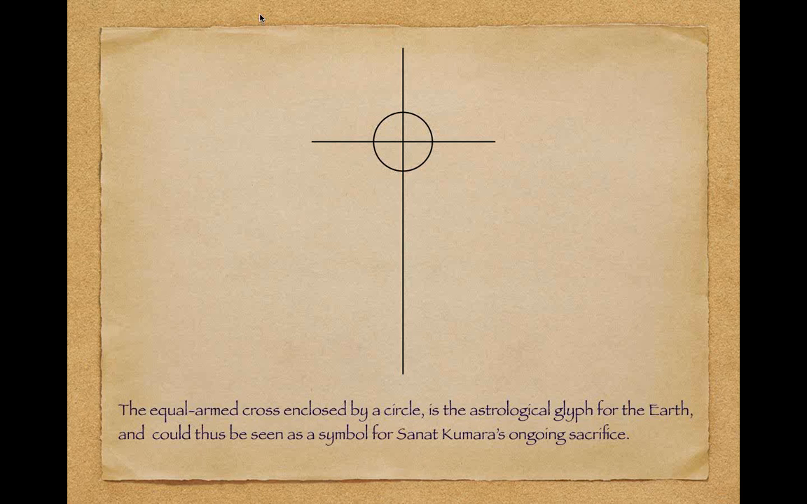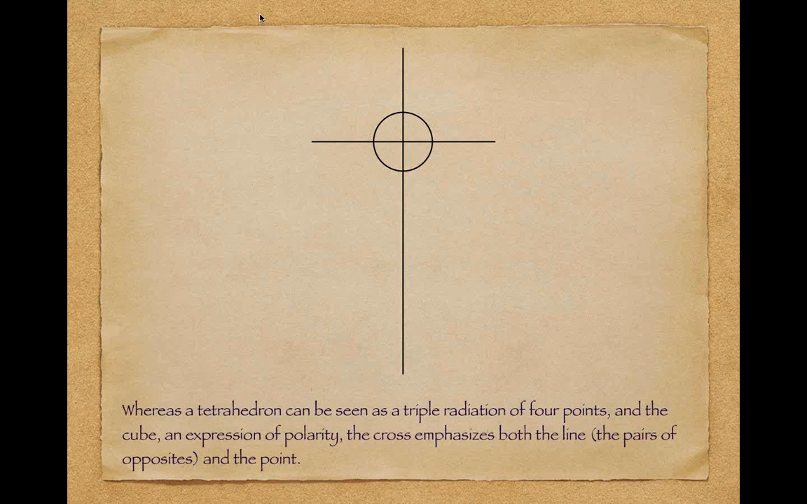Okay. Whereas a tetrahedron can be seen as a triple radiation of 4 points, and the cube an expression of polarity, the cross emphasizes both the line, the pairs of opposites, and the point. For this reason, it is a fit symbol for crucifixion, quote, the cross upon which the inner spiritual man is to be crucified. This is brought out by a number of you at different points.